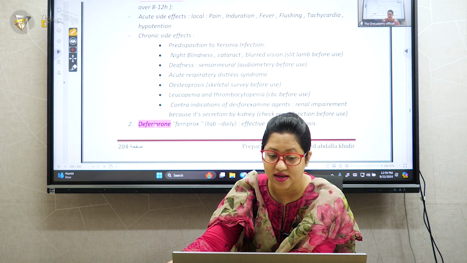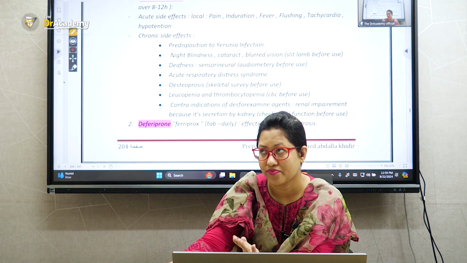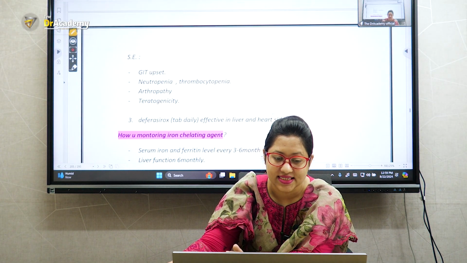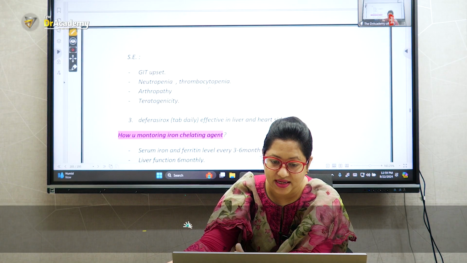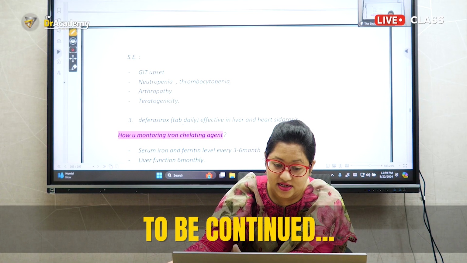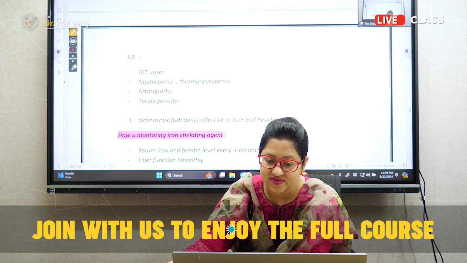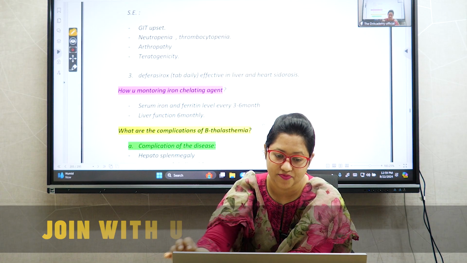Number 2 is deferiprone. Deferiprone is effective in case of cardiac siderosis. Okay. Side effects are GIT upset, neutropenia, thrombocytopenia, arthropathy, teratogenicity. Deferasirox is effective in liver and heart siderosis. Okay.